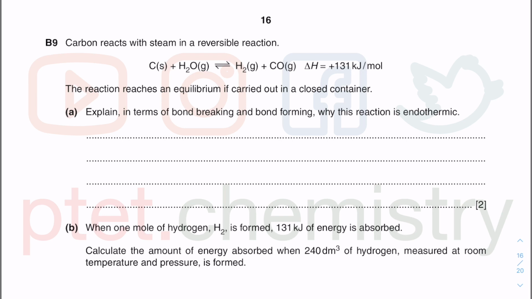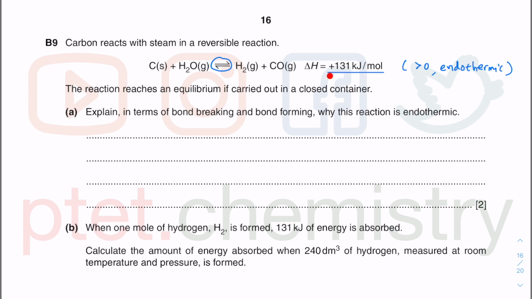Question number 9, carbon reacts with steam in a reversible reaction. So we have this reversible sign that indicates that it is reversible. We are told that the enthalpy change is plus 131 kilojoule per mole, so it is greater than 0. So it's endothermic. But this reaction is reversible.